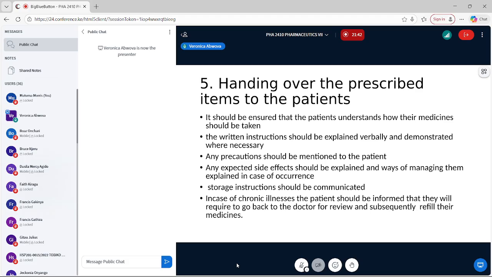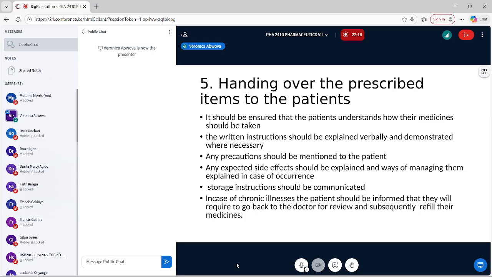The written instructions should be explained verbally and demonstrated where necessary. For instance, if you have an inhaler, don't just write on the inhaler, take 2 puffs, and that's it. If this is a new patient, you must demonstrate how that is going to happen.